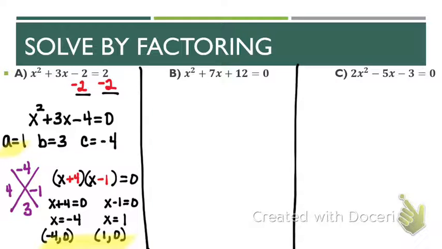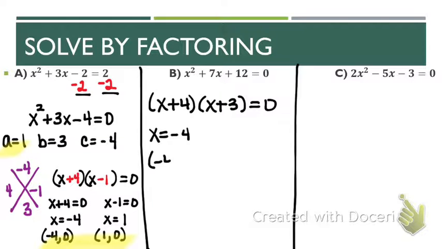All right, take a minute and try to do the second question by yourself. That one is already set equal to 0, so you just need two numbers that multiply to 12 and add to 7. So you should have x plus 4 and x plus 3. Who had that? 4 times 3 is 12, and 4 plus 3 is 7. So your two solutions would be x equals negative 4 and x equals negative 3.